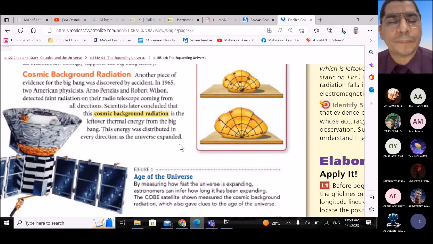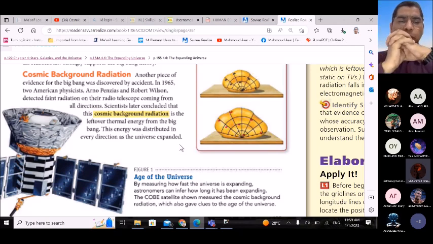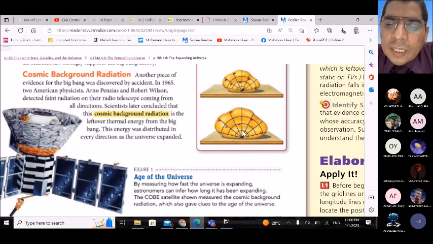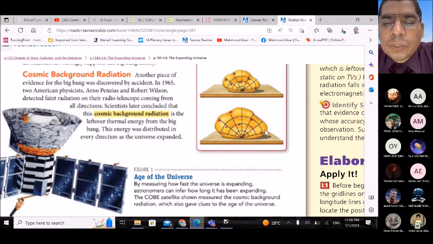This energy was distributed in every direction as the universe expanded. Stop here. You see this in this figure, the yellow one. The Big Bang here, the first point was here, that Allah subhanahu wa ta'ala has created. Then it expands everywhere. It has radiation everywhere, in every direction. You see the red points. These red points are the radiation of the Big Bang. So they spread everywhere in the universe as it expands in any direction.